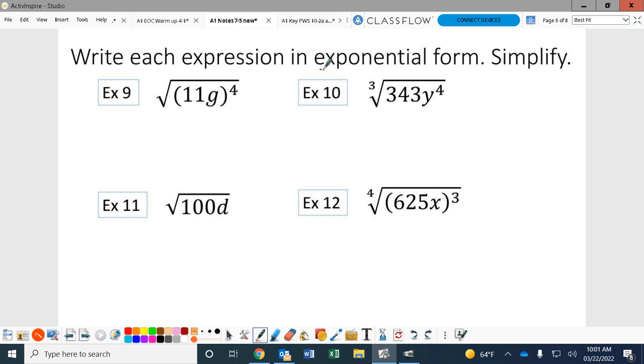Guys, we're going to be writing these in exponential form. That means instead of having a radical, now I want it to have exponents. I don't want to leave the radical there. So the very first thing I've got to do, if I've got a parentheses, I've got to distribute the 4 to both of these. So I'm going to do that first. I'm going to keep my little radical symbol. I'm going to make it 11 to the 4th and g to the 4th.